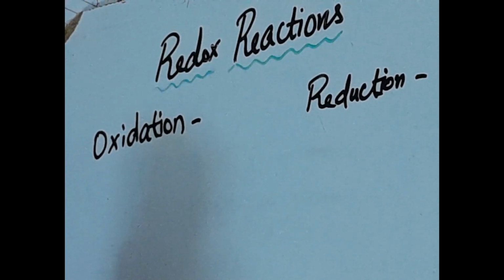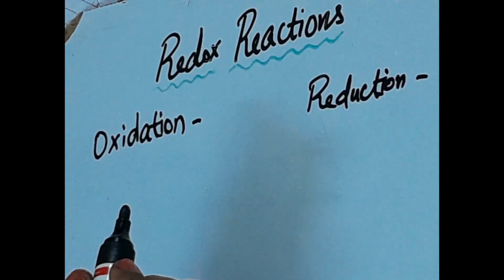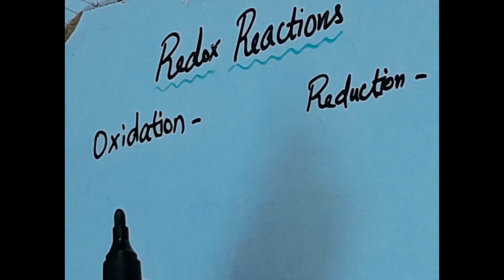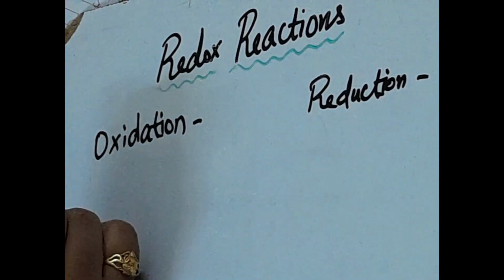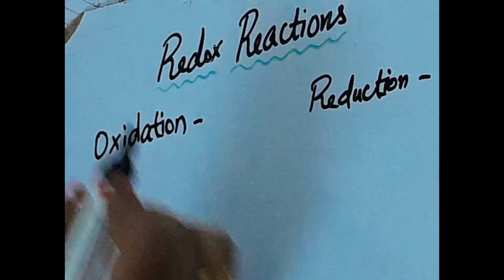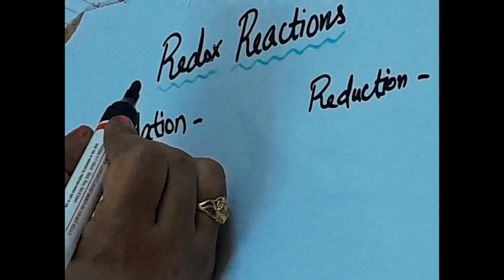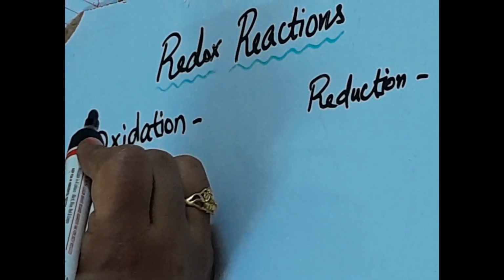Today we are going to see an important topic in chemistry, and it's called redox reactions. Most of the students have confusions in this topic, so I am going to make you clear with this concept in the simplest form. So we'll see first the difference between oxidation and reduction. A redox reaction is actually a combination of reduction and oxidation reactions together.